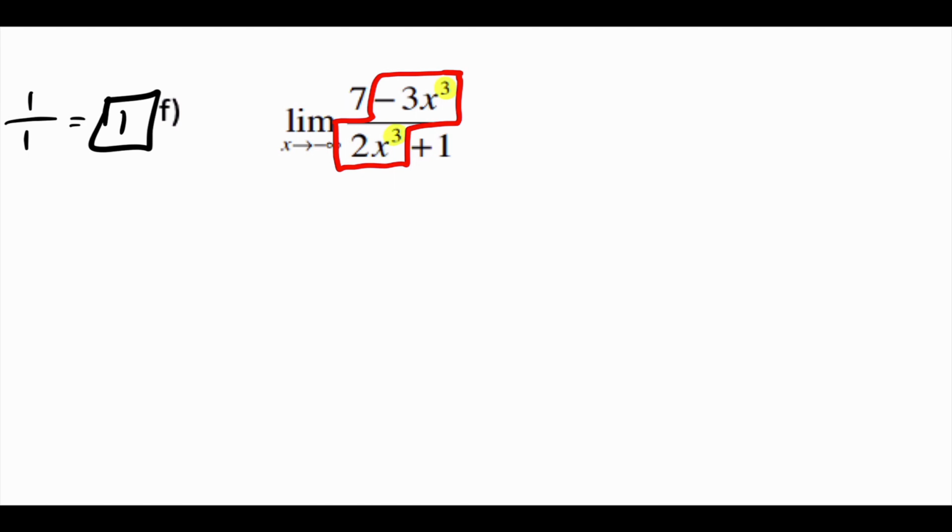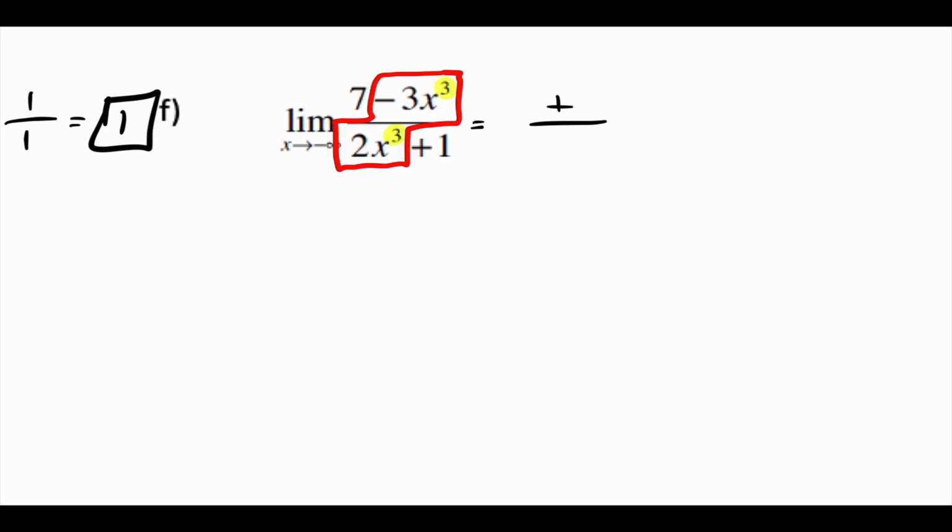So let's play the game we did for D. If I was to plug in a big negative number, the biggest negative number you can think of, into the top, what type of answer would I get? It would be a positive. Why positive? Because if you cube a negative, it stays negative. And then you multiply it times -3, it becomes positive.